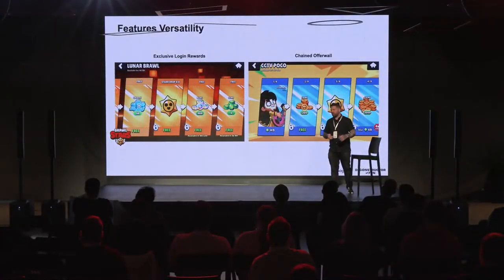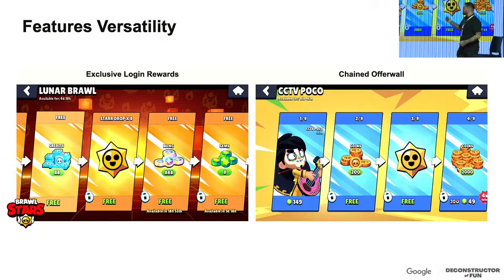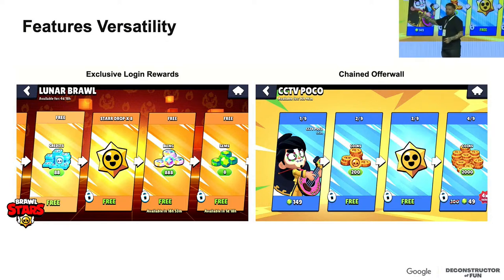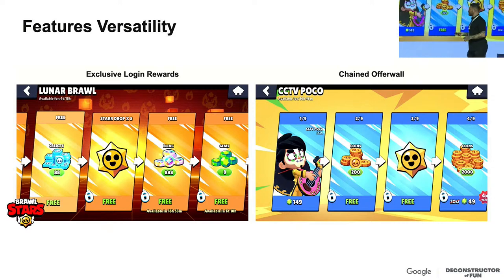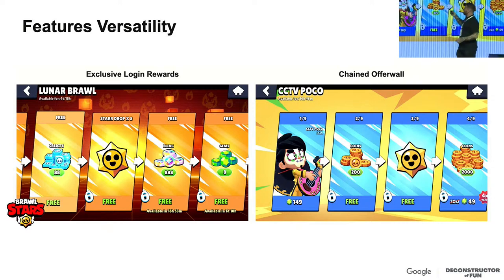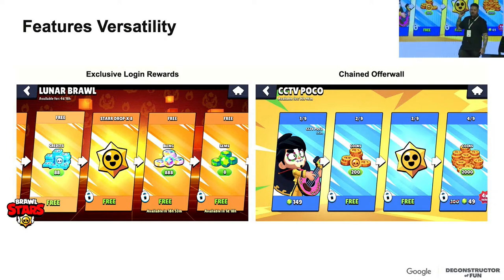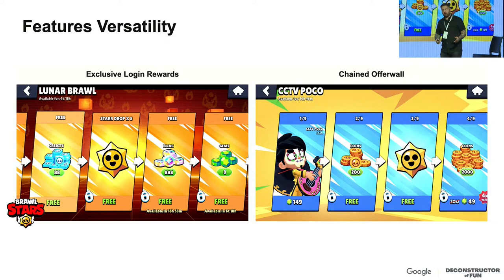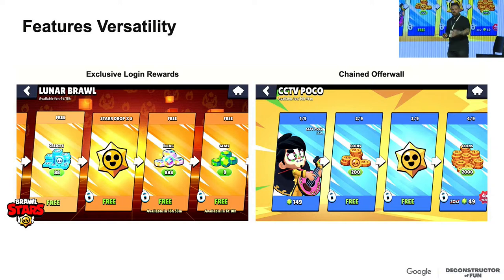Another example, which maybe you have seen if you play Brawl Stars, is this feature, which can be used to generate very different things. For example, during the Lunar New Year, they had this calendar where players were getting a gift every day that they logged in during the celebration. But then with the same feature, they have been able to create this type of chained offer wall that if you play Royal Match or Monopoly Go, you surely have seen, where you buy something and then you unlock a series of rewards, or a chained list of rewards, which at some point require you to monetize in order to keep on claiming.